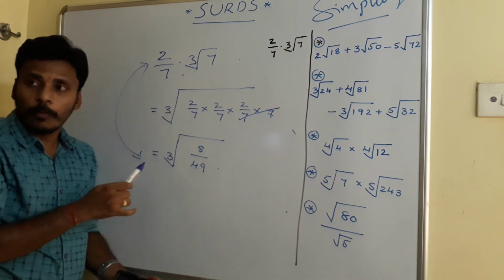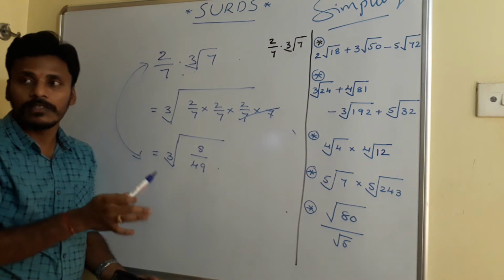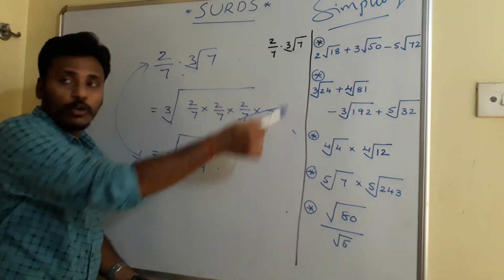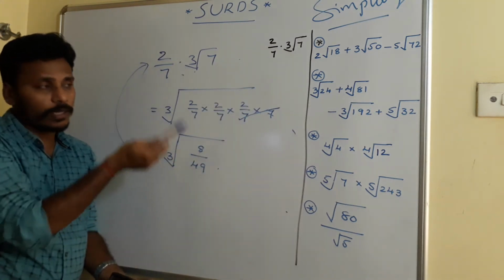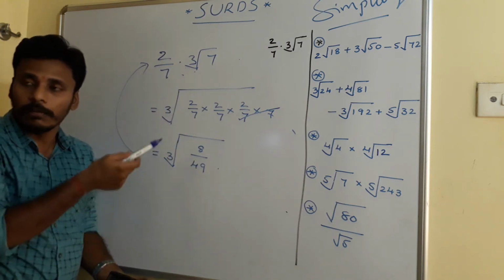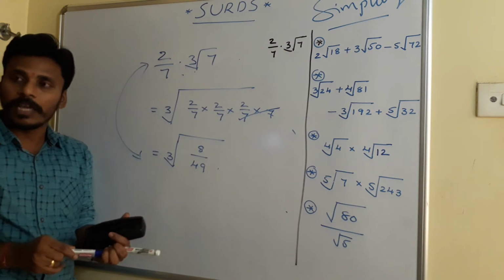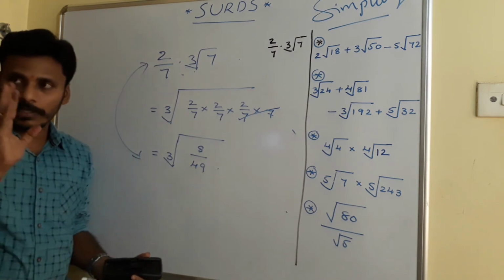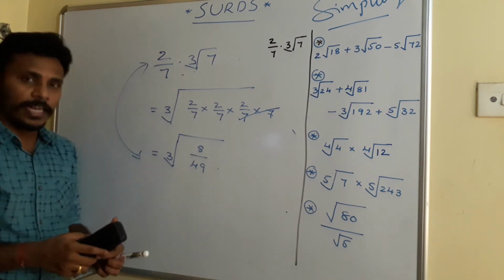So totally I did 4 simple problems here based on simplifications. Now I have some more things here. I will do them one by one, right? 2 problems are related to additions and subtractions, and 2 more problems are related to multiplications as well as divisions. Just have a look, and I am moving to the next problem.